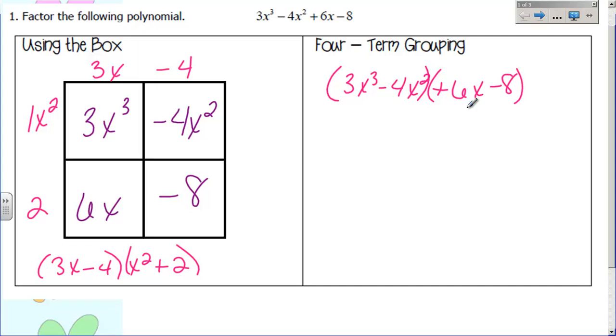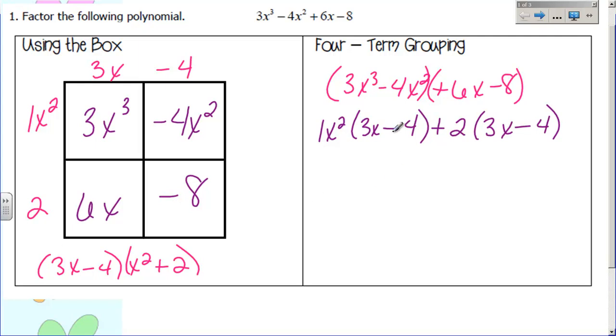And then we're going to pull out the greatest common factor for each of these little groups and write them down. So the greatest common factor for 3x to the third and 4x squared is going to be 1x squared. And if I factor out a 1x squared, 3 divided by 1 is 3, and then x to the third and x squared, I still need an x here, minus 4 divided by 1 is 4. I have the x squared already, so I'm good. Put your plus sign because that's what's here. Now the greatest common factor for 6 and 8 is going to be a 2. And if I factor out a 2, 6 divided by 2 is 3, and I need to keep my x. Then 8 divided by 2 is 4.